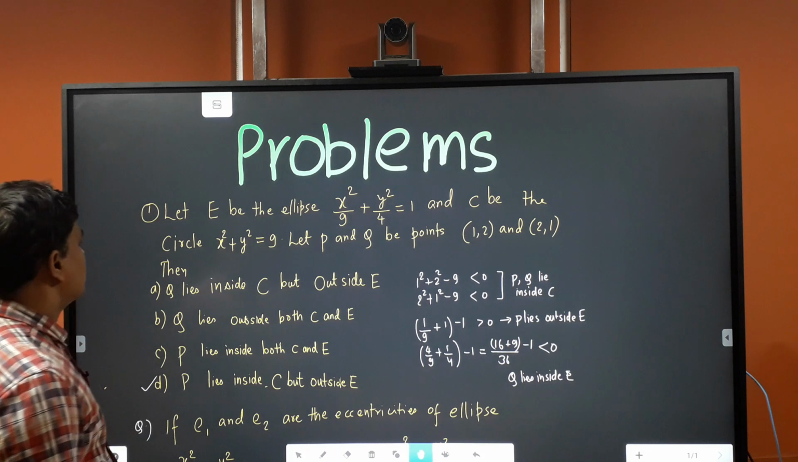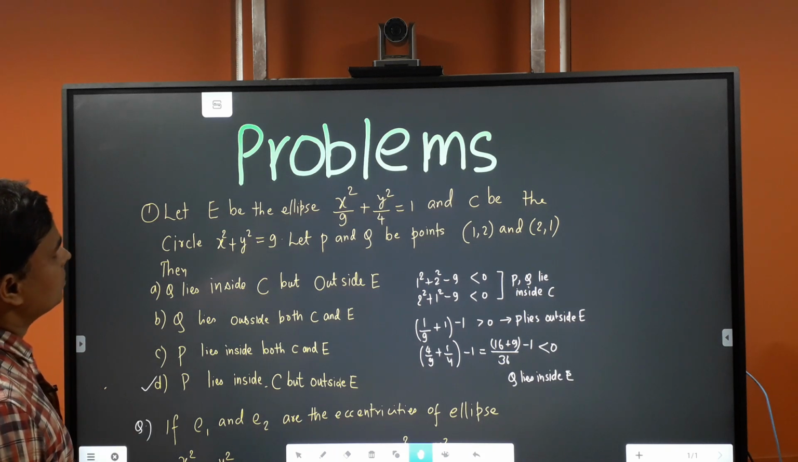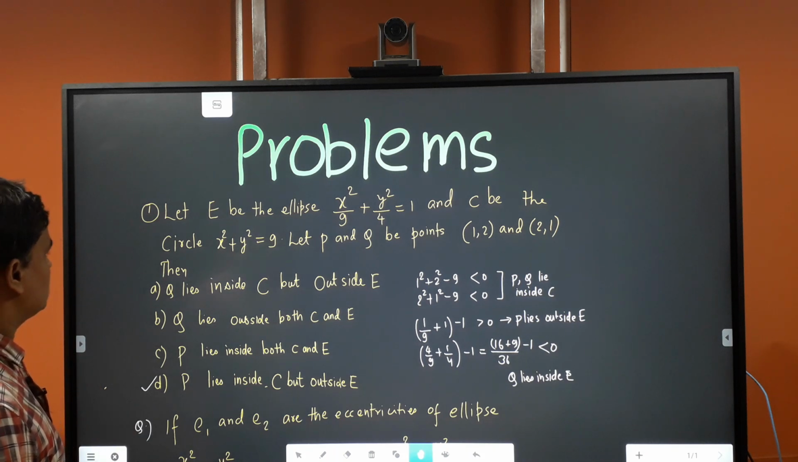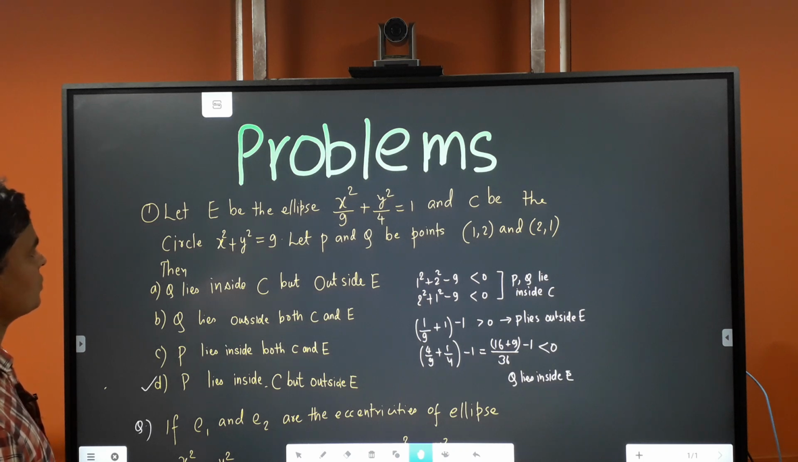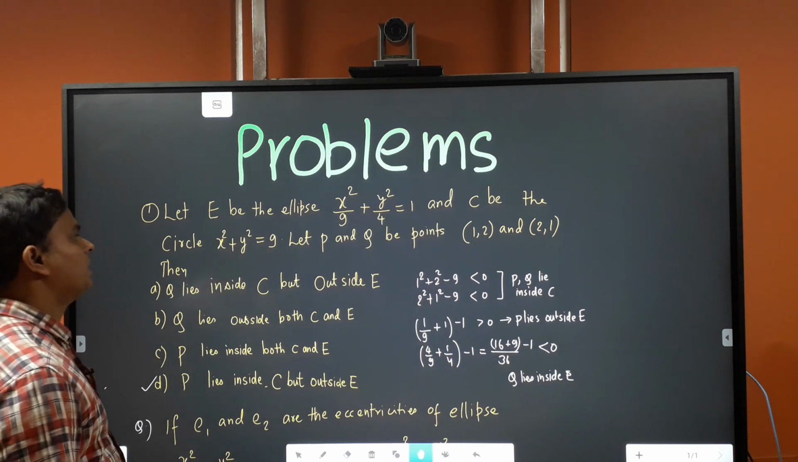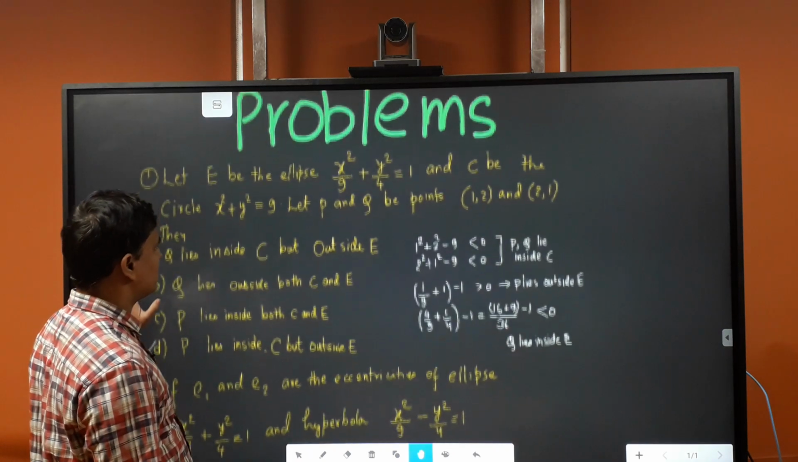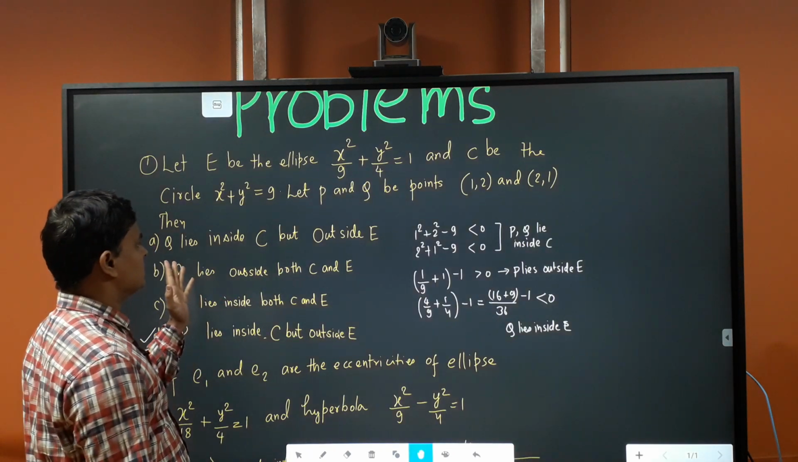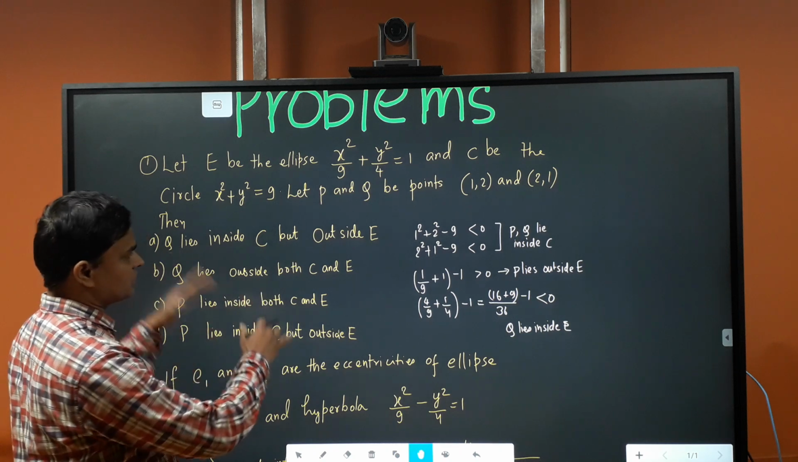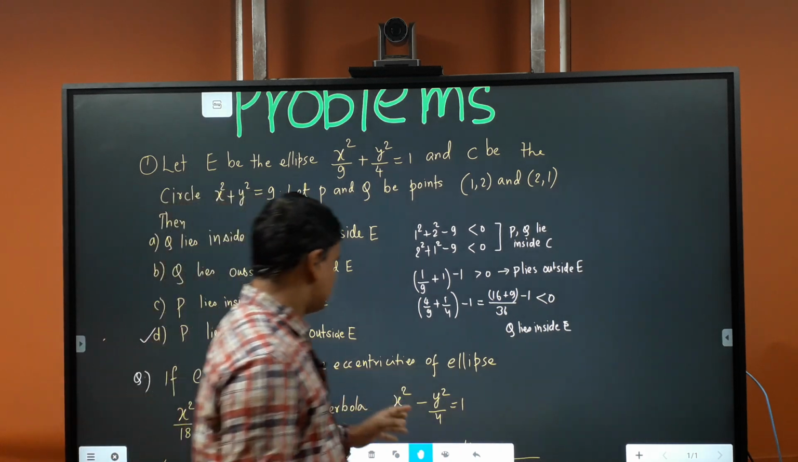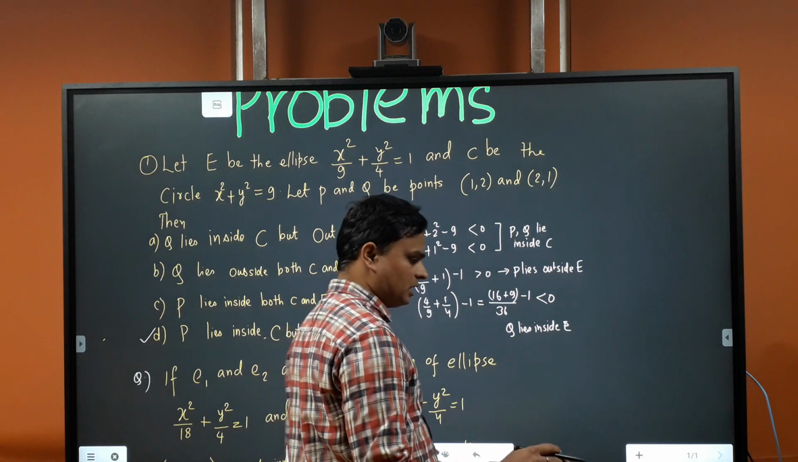So the first question is, let E be the ellipse x square upon 9 plus y square upon 4 is equal to 1, and C be the circle x square plus y square is equal to 9, and let P and Q be the points given. Then it is asking whether these points are inside the ellipse, outside the circle. There are a few permutations and combinations. Okay, so the basic concept I think you all might be knowing.